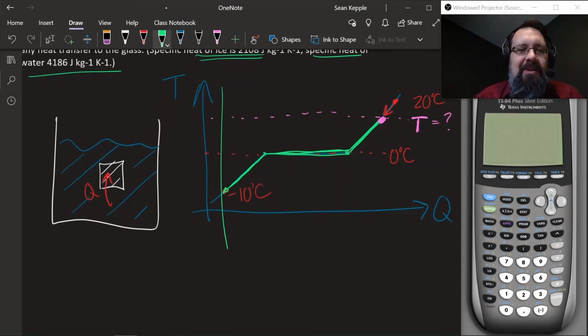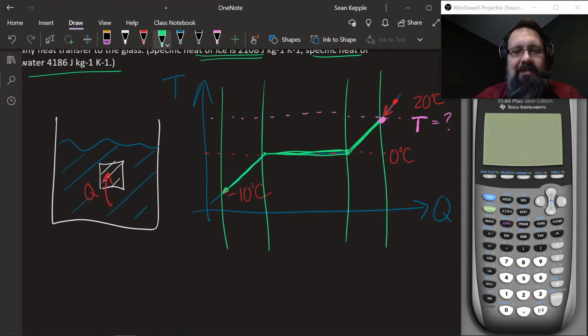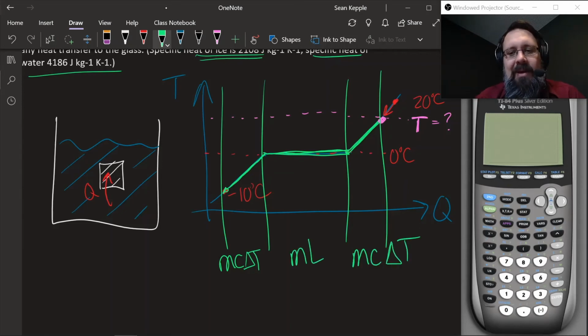So you can see that there are three distinct heating phases here. We have two sensible heating regions and then one latent heat region. In the sensible heating regions, you're going to have to use MC delta T. In the latent heat, you'll use ML, and then back again to MC delta T. But now realize that down here this is ice, and up here this is water, so you're going to have a different specific heat capacity in these two places. This one's going to need to be for ice, and this one's going to need to be for water.